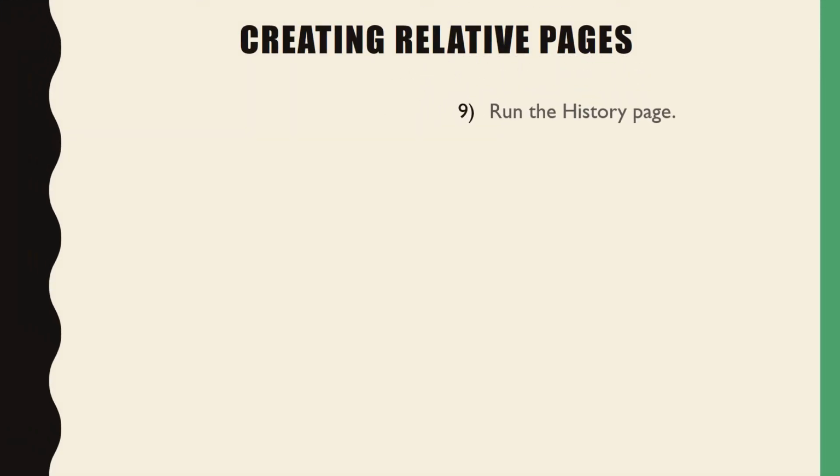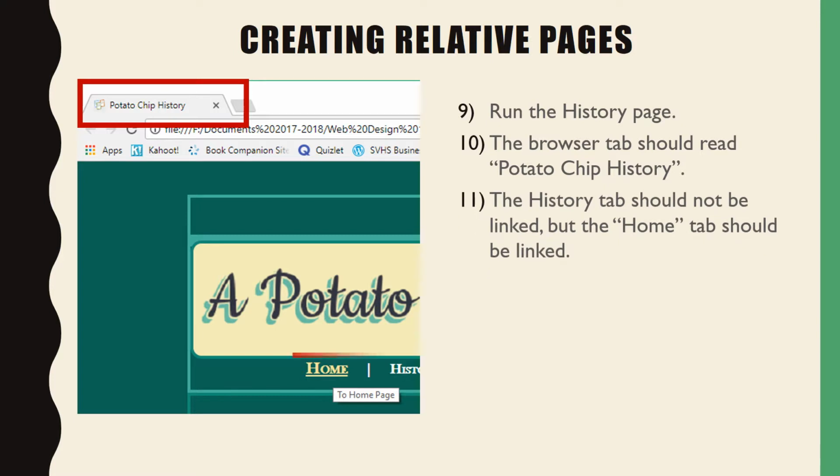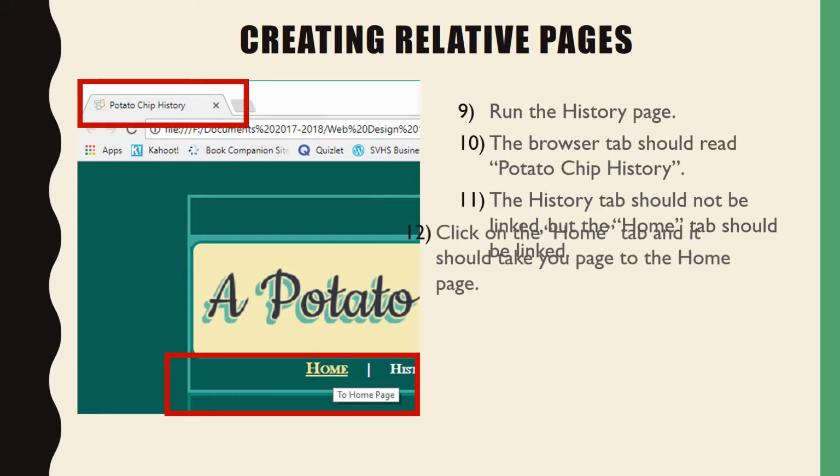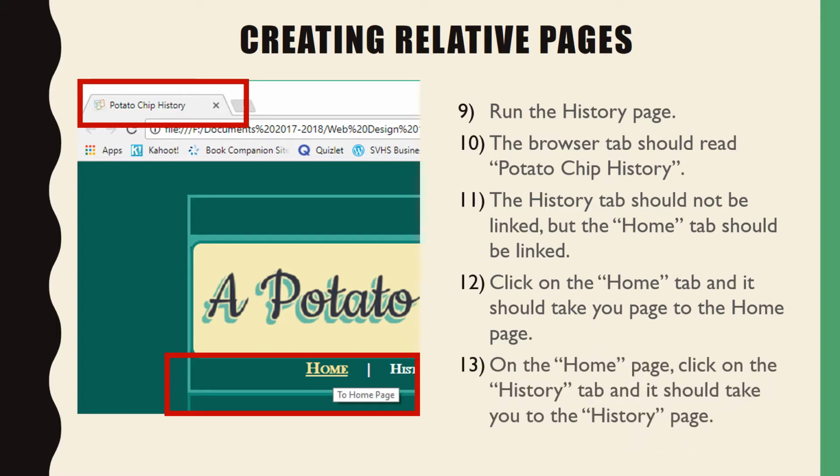Run the history page. The browser tab should read Potato Chip History. The History tab should not be linked, but the Home tab should be linked. Click on the Home tab and it should take you back to the home page. Click on the home page, click on the History tab, and it should take you to the History page.